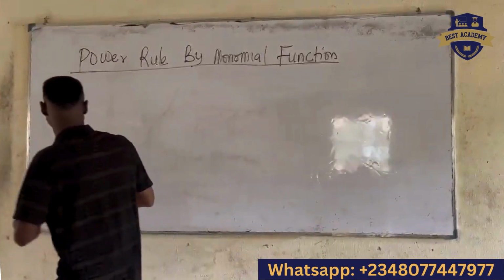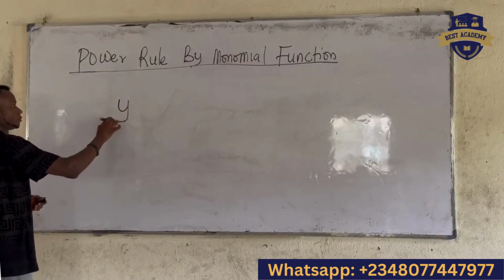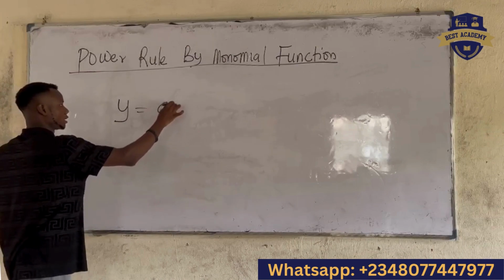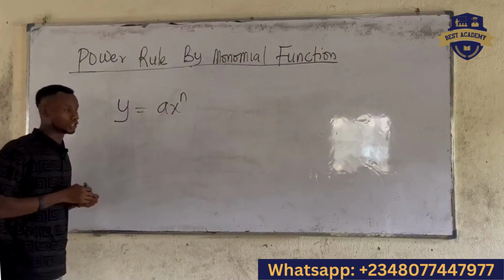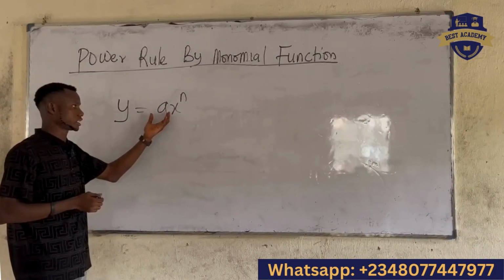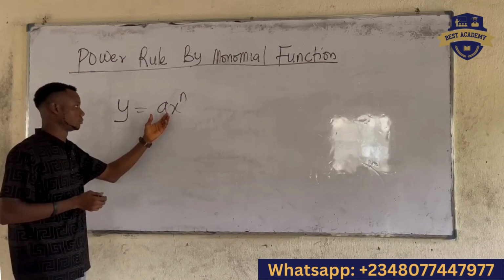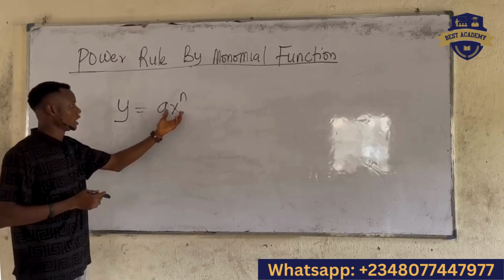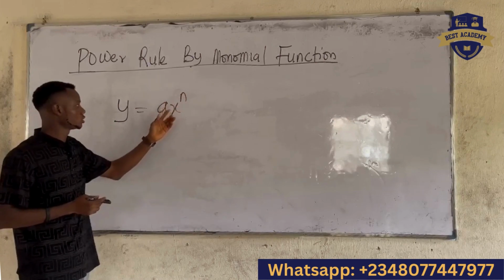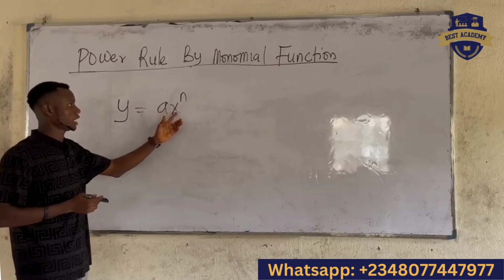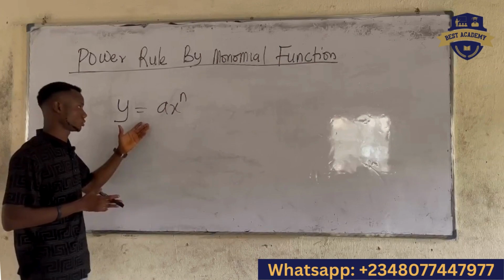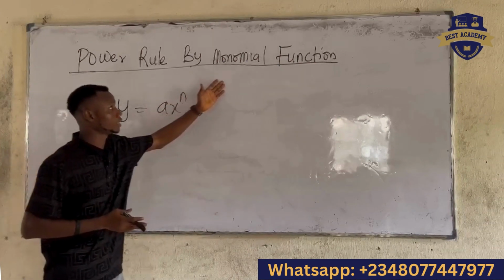Now let's try to know what a monomial function is first. If I have a function like this, y is equal to a s raised to n, this a stands in place of one digit, then a letter, and a power. Please take note: one digit, a letter, and a power. We call this function or expression a monomial function.